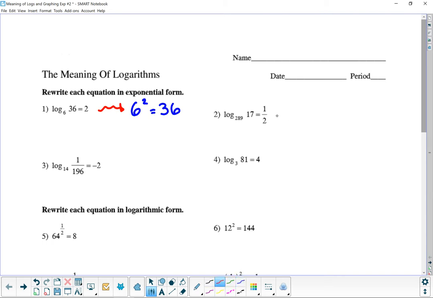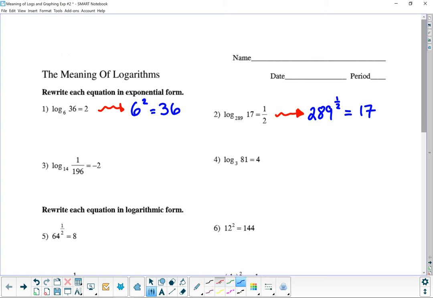So number 2, this is going to be log base 289. So it's going to be exponential base 289. That means it's going to be a big number. And then the equal part becomes your exponent, 1/2. And then your argument for the log becomes what it equals in the exponential. And you can double check that. You can type on your calculator 289 to the 1/2 power, and that's going to equal 17. Or 1/2 power, you may know that as a square root. So the square root of 289, you can check by yourself, but that's going to be 17.